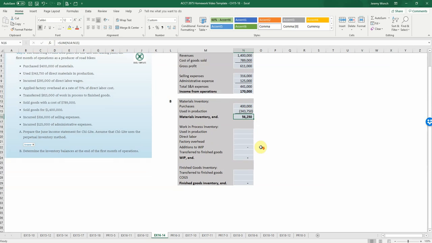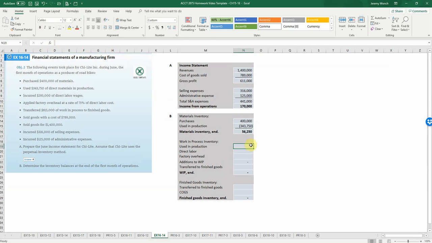So then our work in process inventory. If we use 343,750 of materials, that means it's out of materials, it has to go somewhere, so it goes into work in process. So we just move that down to the work in process, and then we add in our direct labor, and it tells us that our direct labor is 295,000.